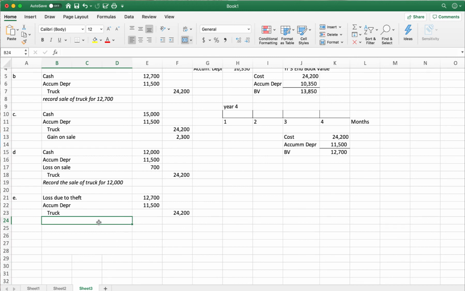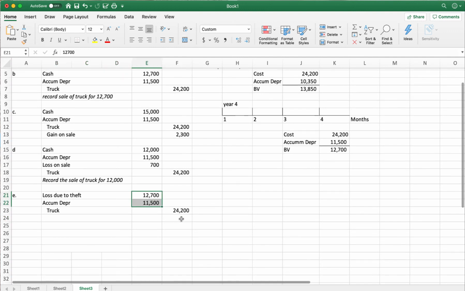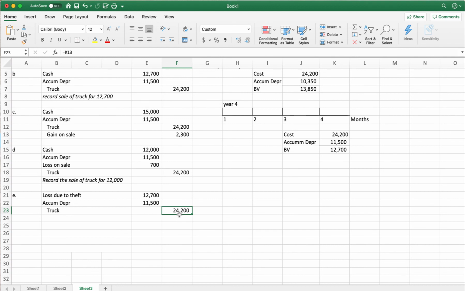Now, I know I'm done, right? How do I know that? Two reasons. The easiest way, debits and credits match. $24,200, $24,200. Another way I could look at that is saying, well, my book value is $12,700. I booked the loss for $12,700, so that makes sense, right? There's no gain, no loss to book. There's no gain or loss to record based on a sale. It's just a straight loss. I lost that value. Okay.